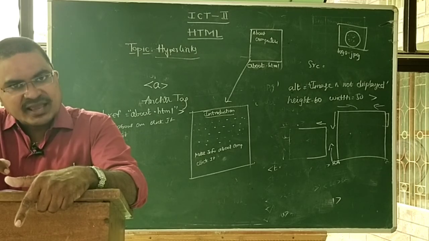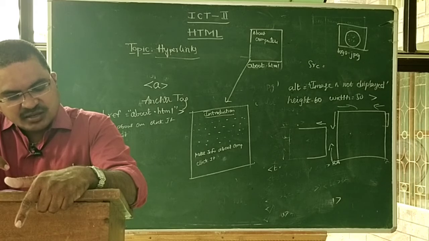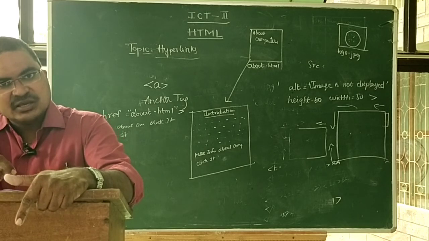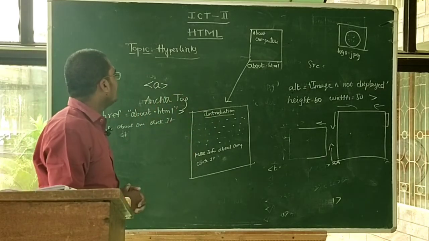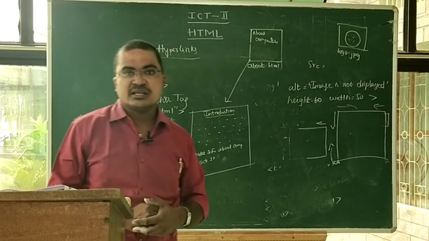The term anchor is used because it indicates the static positioning of a hyperlink. So this is called a hyperlink. We can connect pages from many different locations into a single page.